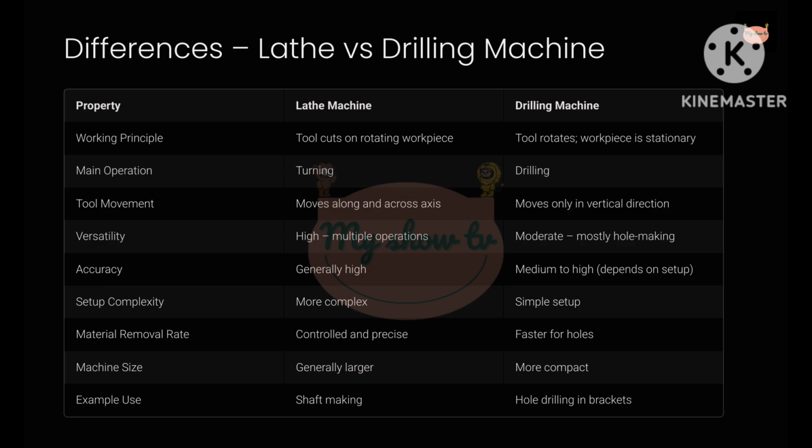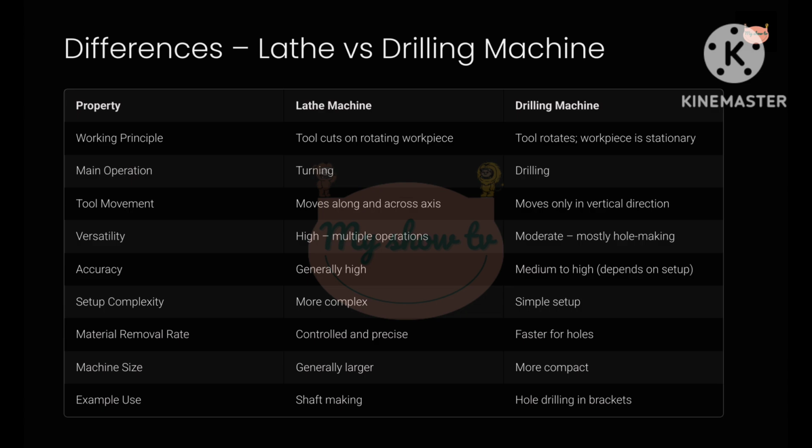Let's now understand how a lathe and a drilling machine differ in basic functions. In a lathe, the workpiece rotates while the tool moves to cut it. In a drilling machine, the tool rotates, and the workpiece stays fixed. A lathe is mainly used for operations like turning, facing, threading, and tapering. A drilling machine is mostly used to create holes using various tools like drills, reamers, and taps. Tool movement in a lathe can be both horizontal and vertical. In drilling, the tool usually moves only vertically.